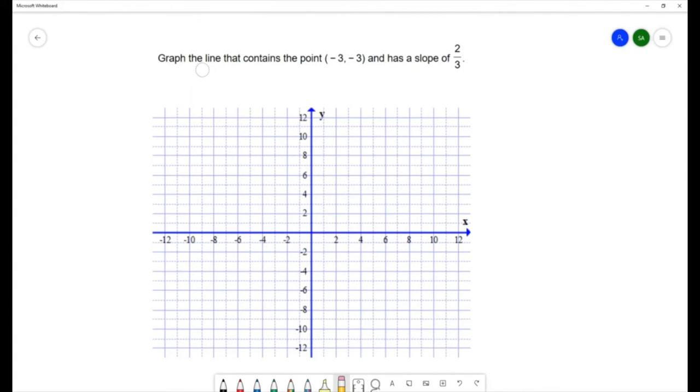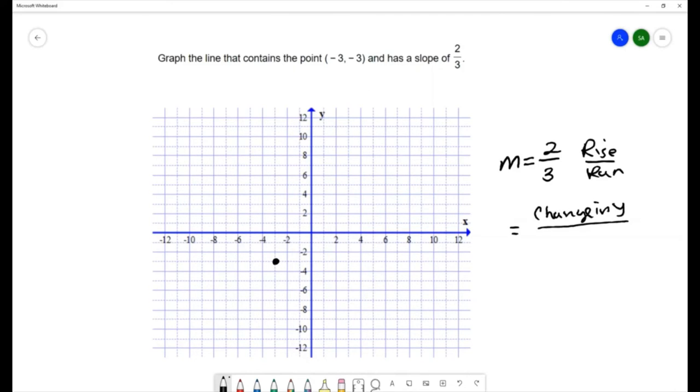This question says to graph the line that contains the point (-3, 3) and has a slope of 2/3. So to graph the line, I'm going to plot that point (-3, 3) right here. And then I need to find a second point on the line using that slope. So we have to remember what slope stands for. Slope is rise over run, or the change in y over the change in x.